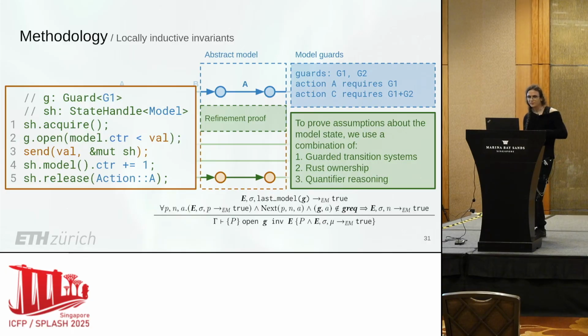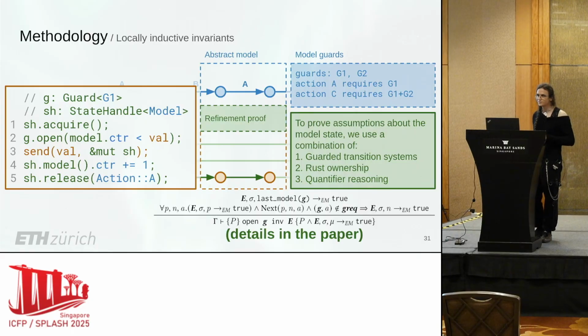The actual reasoning that happens at the point where we are applying a locally inductive invariant is essentially a kind of induction principle. The relevant proof rule is here on the slides, but essentially it just encodes the intuition that we have seen before. But of course, feel free to check out the paper for more details.